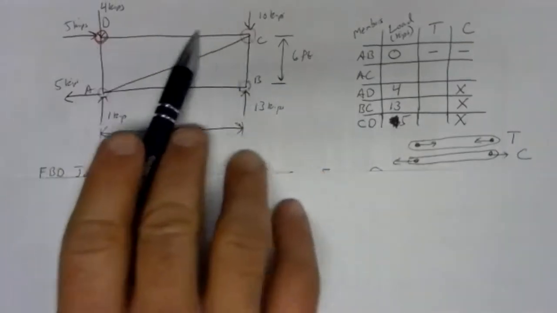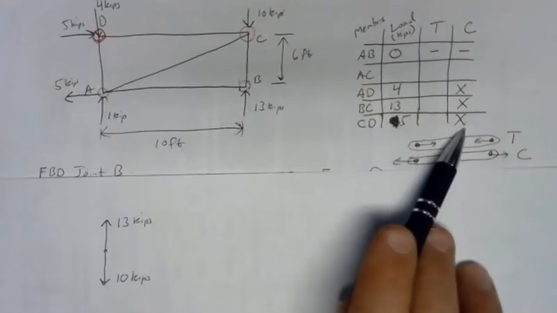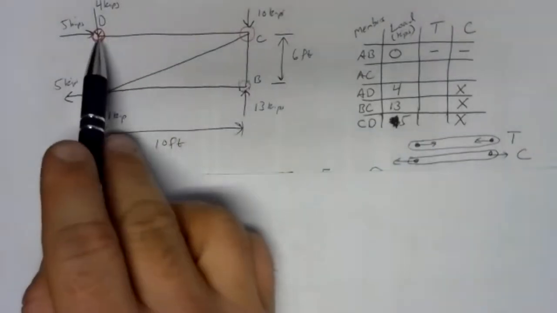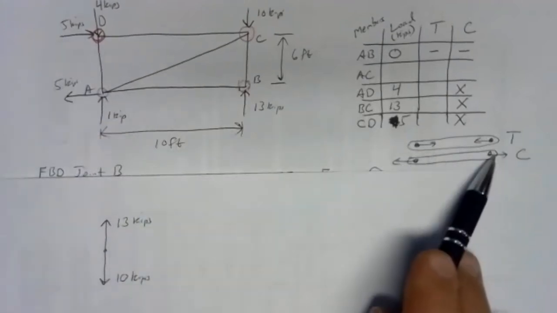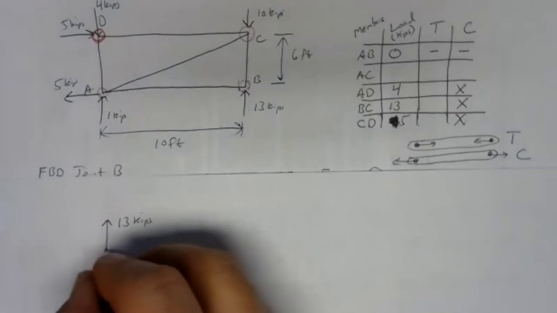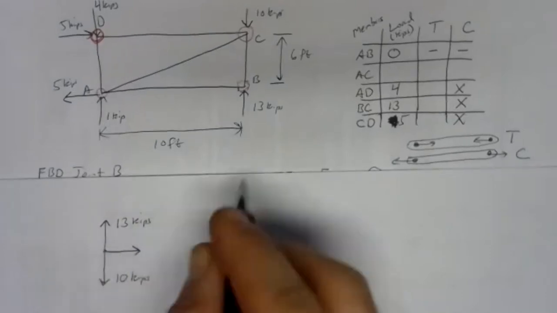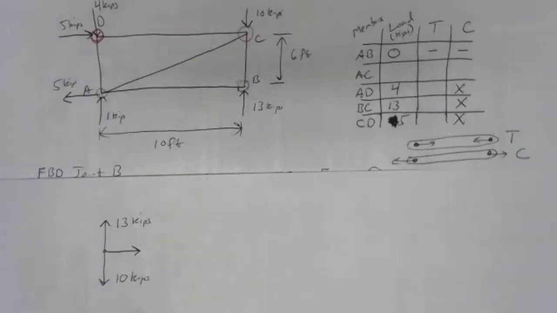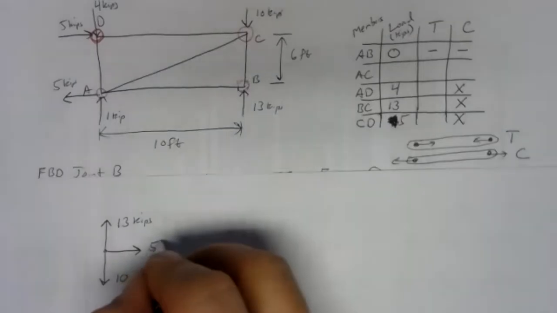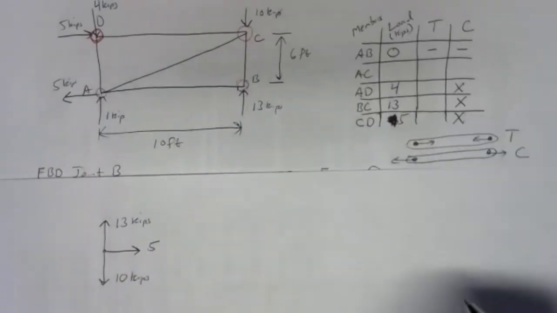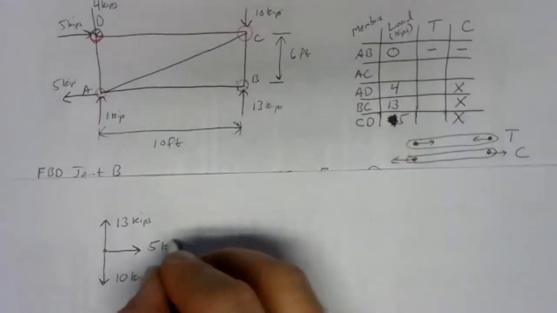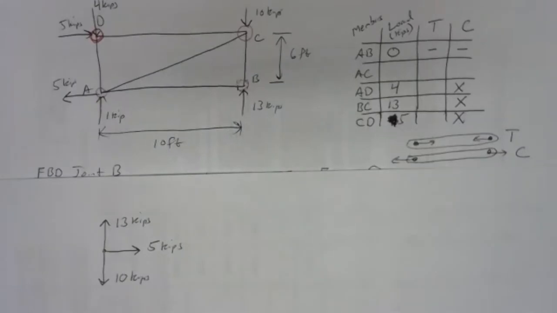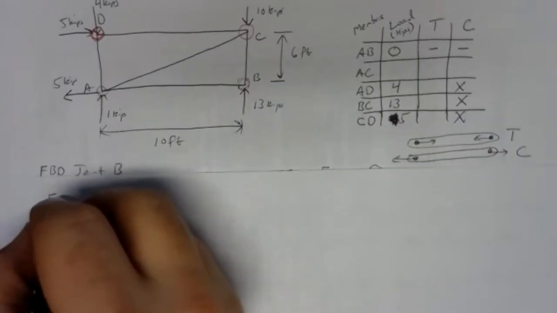We've got member CD. Member CD carries 5 kips, also in compression. So in compression, joint D is pushed to the left, but joint C is pushed to the right. So to properly represent the force due to member CD in the free body diagram, I've got to draw it to the right. And there's no guessing there or anything like that. It's known. We just have to write it correctly in the free body diagram. So 5 kips to the right. So that's everything we know at joint C.